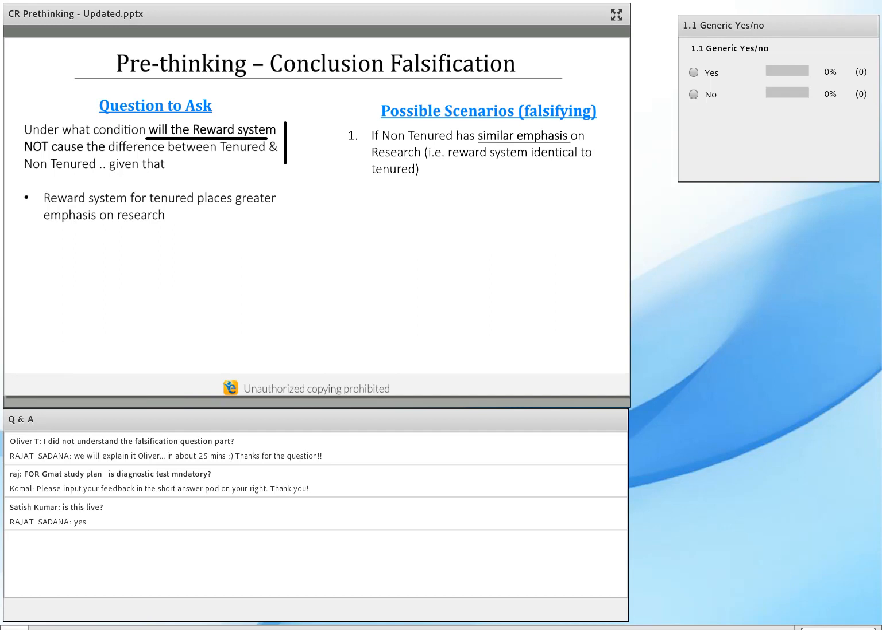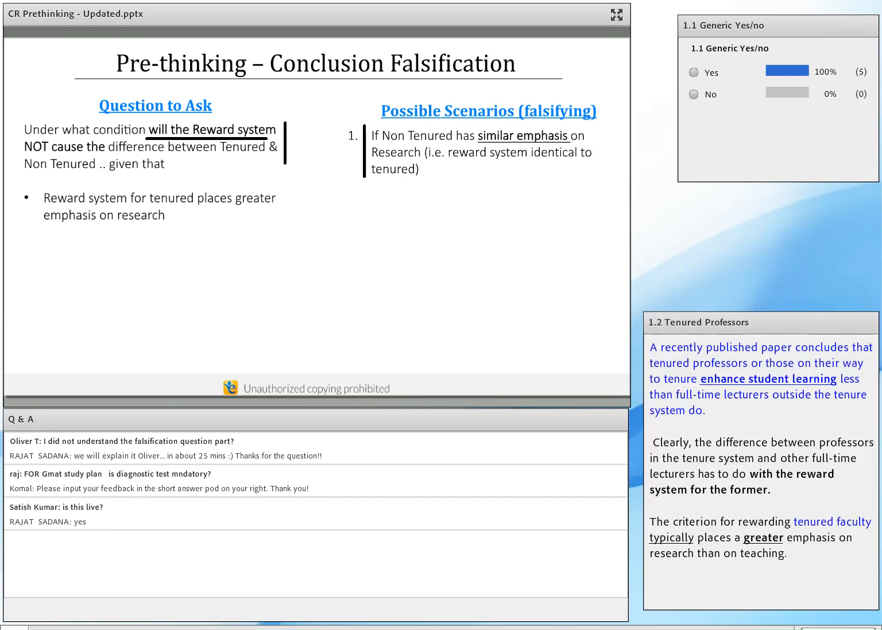So if non-tenured and tenured both have an identical reward system, then you can't blame the reward system. Look at this and tell me, is this clear? If non-tenured and tenured have an identical reward system, then you can't blame the reward system, right? The other thing is, if tenured professors don't act as per the reward system, you can give someone a reward system, but if people don't care about it, then you can't blame the reward system for a certain outcome, right? If people don't care about it.